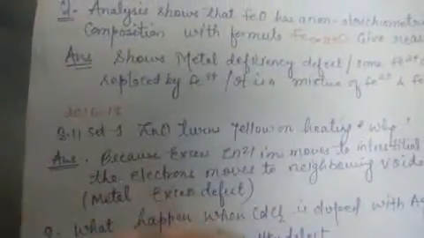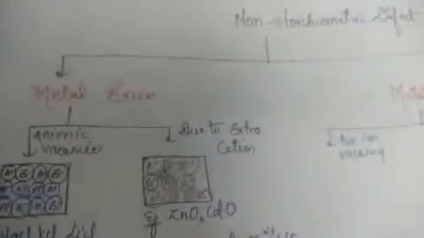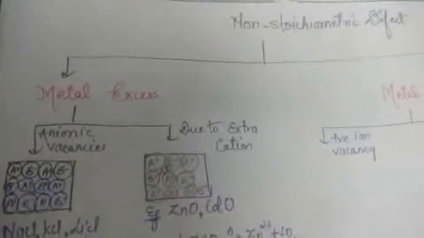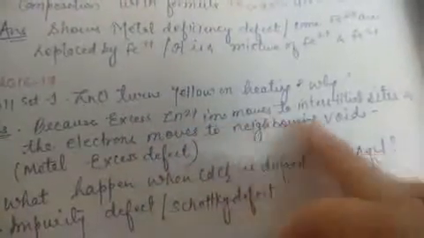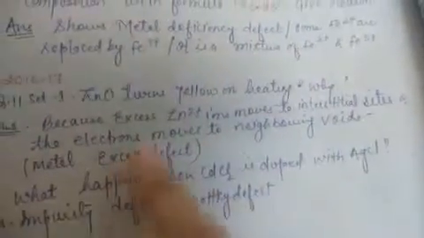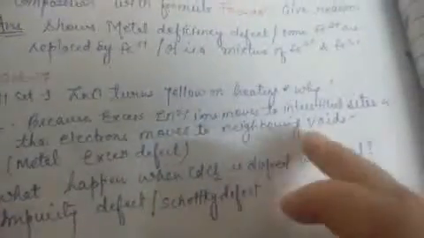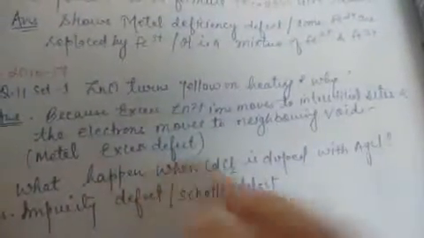The next question which was asked was: ZnO turns yellow on heating, why? It was asked in 2016-17. This question we have already discussed earlier. It is due to metal excess defect, due to extra cation trapped. In the answer you may write the reaction also, because excess Zn2+ ions move to interstitial sites and the electrons move to neighboring voids, and this is actually metal excess defect.